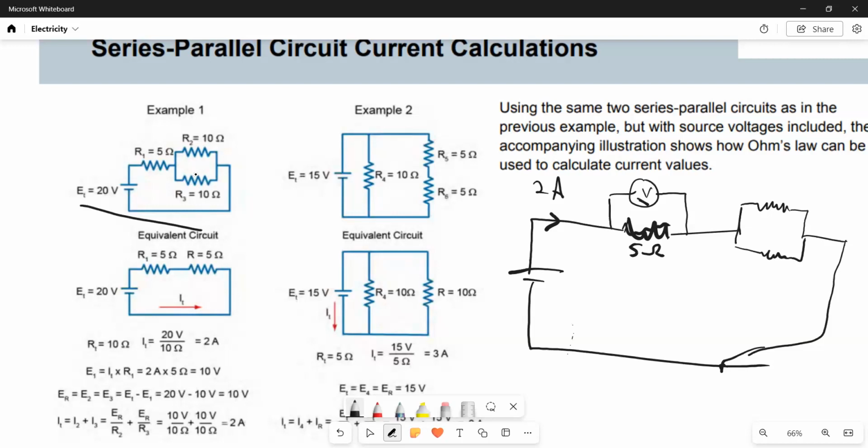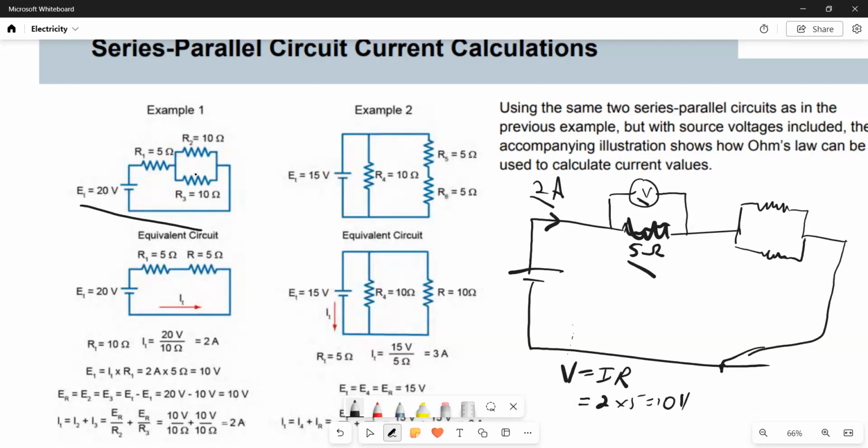Remember we said V equals IR. You know the current, you know the resistance. So the voltmeter is going to equal 2 multiplied by 5, equal to 10. Right? Yes, sir. Right? And I mean 10 volts, right?